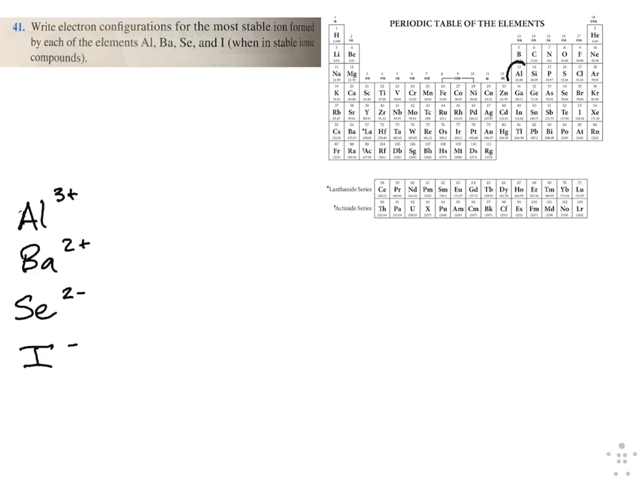So for example, here's aluminum, and if we have a 3+ charge, it means we have lost 3 electrons. Well, losing 3 electrons moves you here, okay? Aluminum ion is isoelectronic with neon. So to answer this question, we would write the electron configuration for that noble gas. So for aluminum, it would be 1s2, 2s2, 2p6, okay?